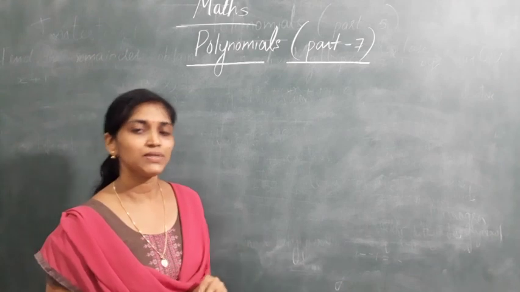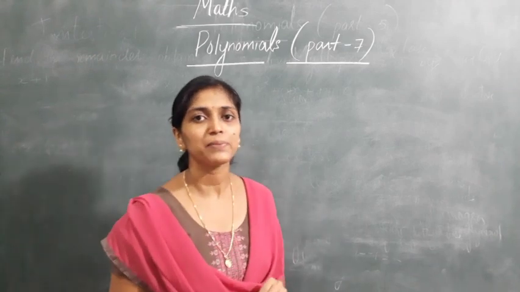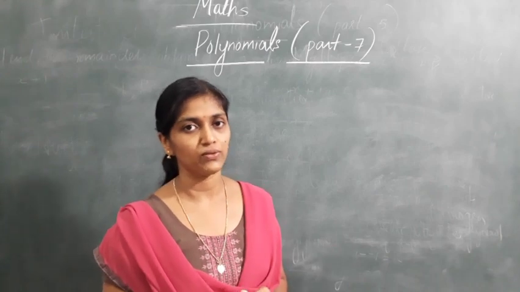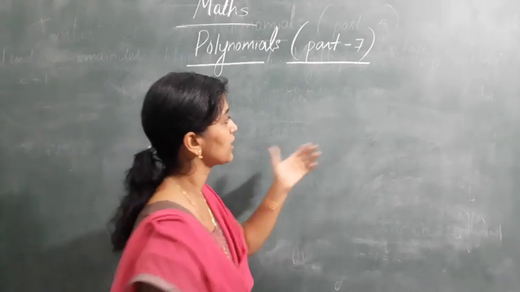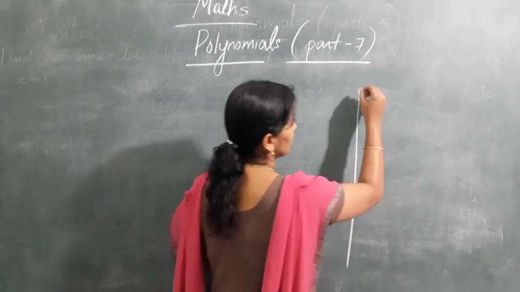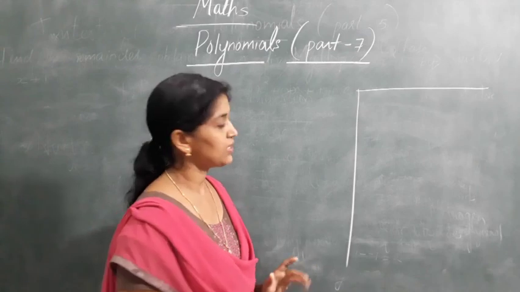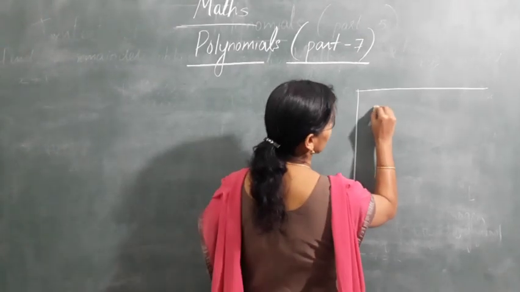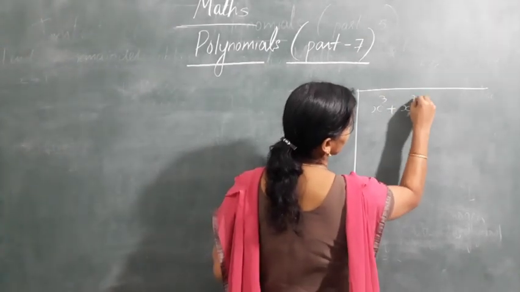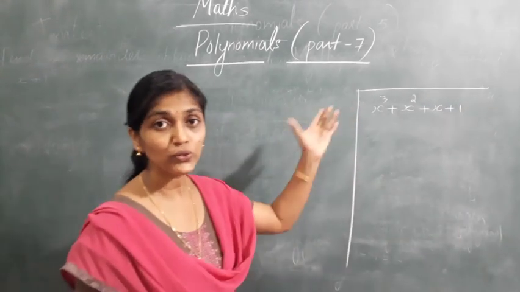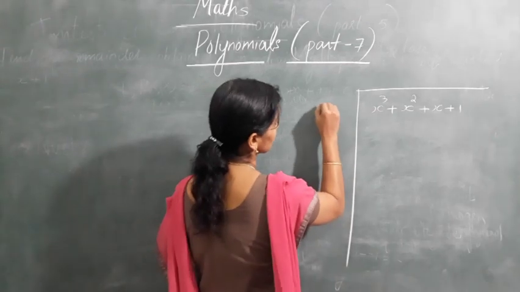In the previous class we said the dividend is represented as p of x, and the divisor is represented as g of x. Here I am going to take a question. I will take a dividend x cube plus x square plus x plus 1. Now I am going to divide it by x minus 1.